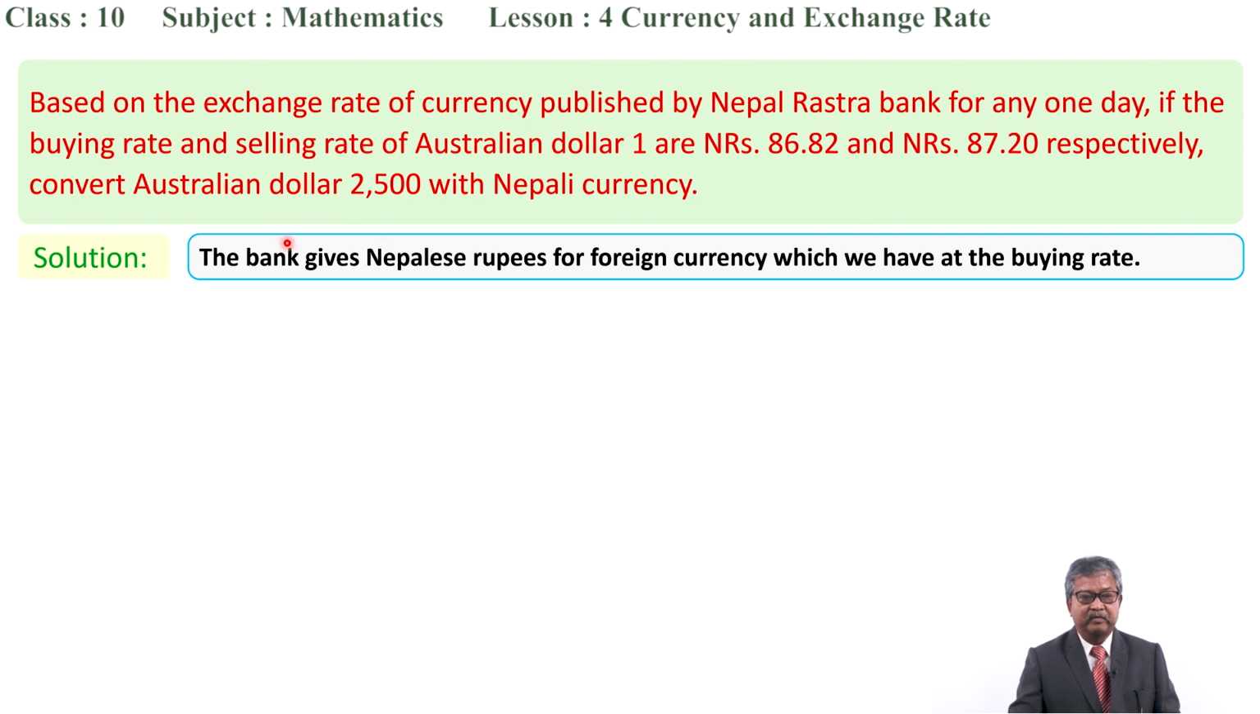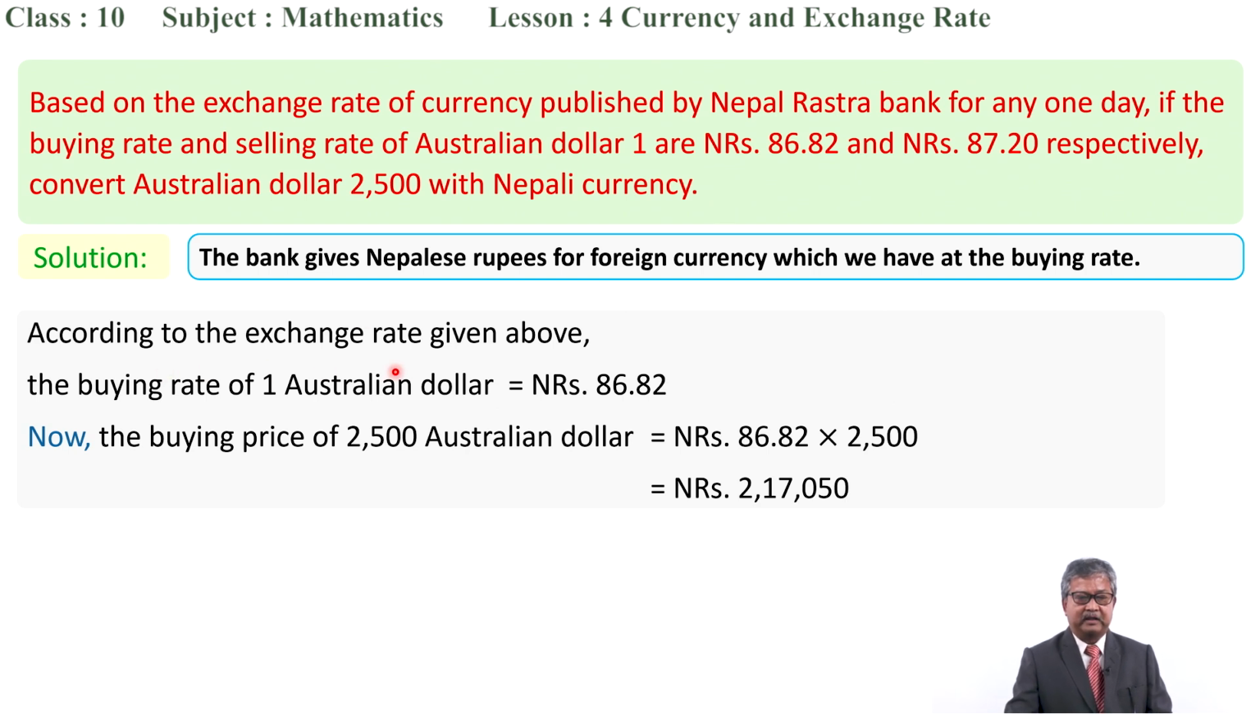Yes. So now look here. The bank gives Nepalese rupees for foreign currency at the buying rate. So the bank uses the buying rate. So what is the buying rate? The buying rate of 1 Australian dollar is 86 rupees 82 paisa Nepali. So according to the exchange rate given above, the buying rate of 1 Australian dollar is Nepalese rupees 86.82. But how many Australian dollars? 2,500. So the buying price of 2,500 Australian dollars is equal to Nepalese rupees 86.82 into 2,500.